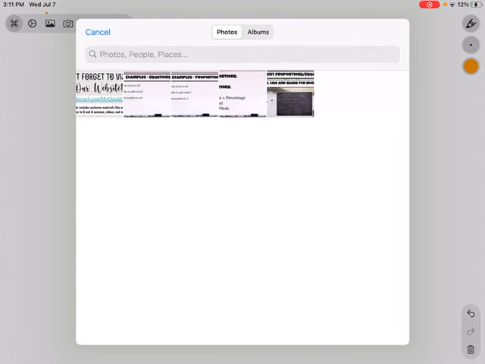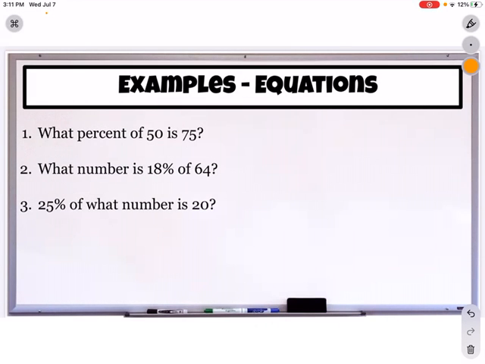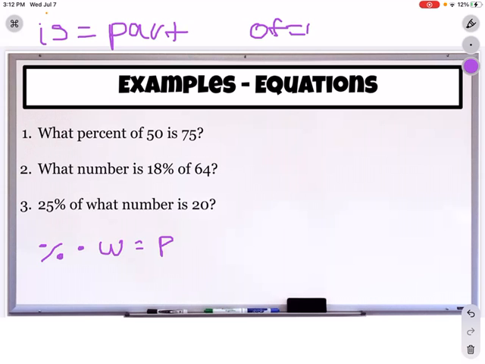That was it for the proportion examples. Let's take a look at the equation examples. Just like the last one, we have 3 examples, and we're going to use the equation formula, which is, let's choose the color, percent times whole equals the part. And I'm going to write is the part, and of is the whole. There we go. So percent times the whole equals the part.